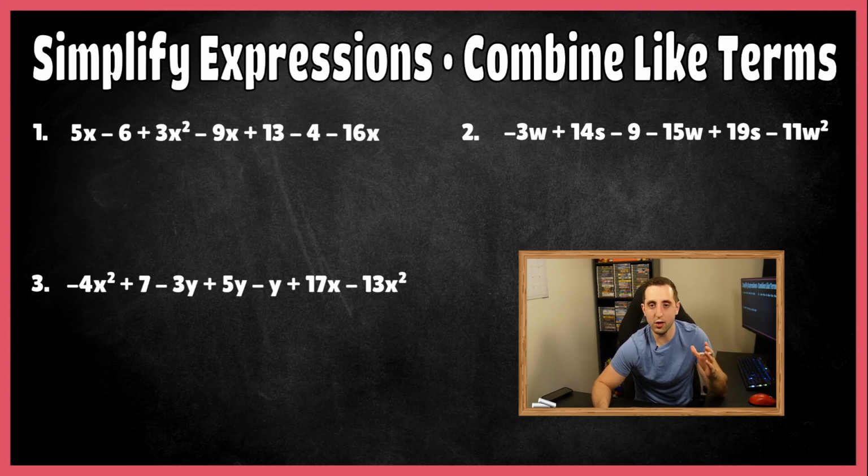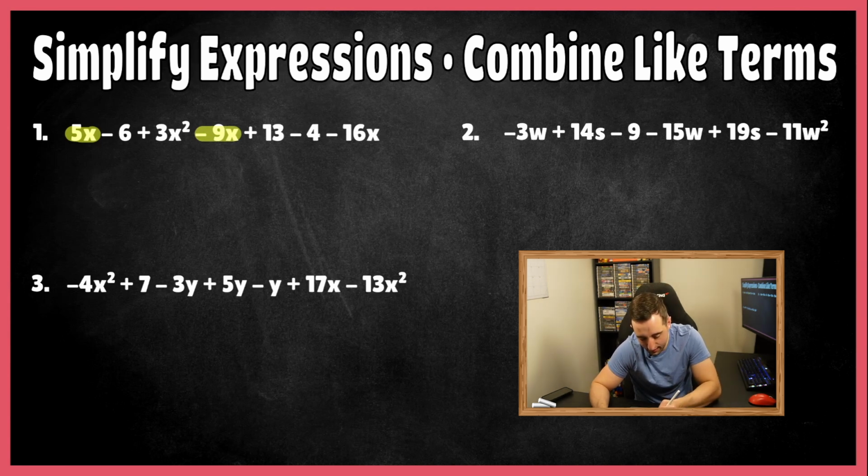So the way that I teach it in my classroom is we highlight all of the like terms the same exact color. So that's what we're going to do here in number 1. I noticed that in this expression, there are a few different terms that have the letter x in it. So I'm first going to highlight those in yellow. So we have a 5x, we have a negative 9x, and notice how I'm highlighting the sign in front of it as well, because I want to be able to determine the difference. Well, is it a positive value or is it a negative value? And then we also have a minus 16x at the end here.